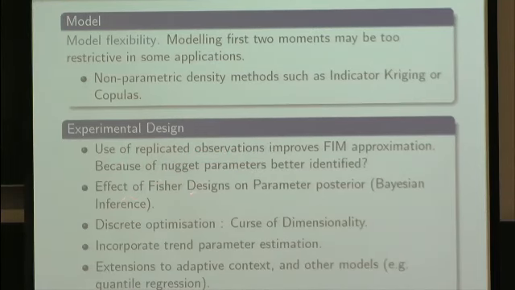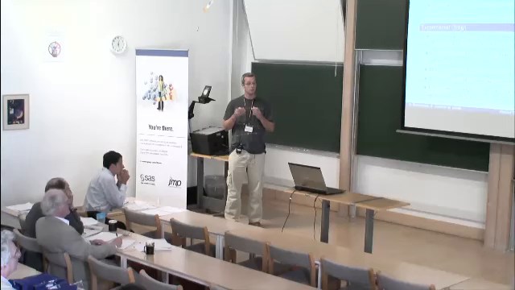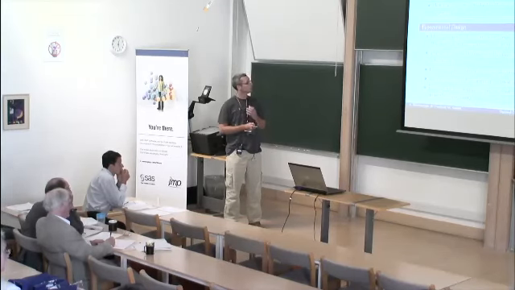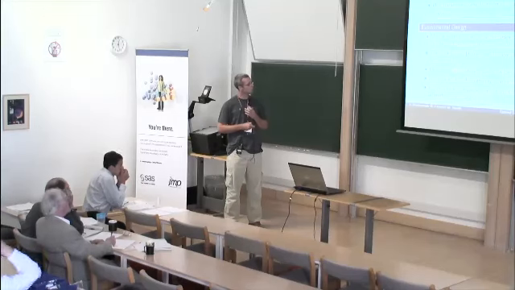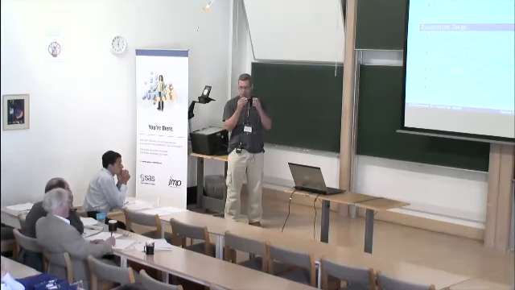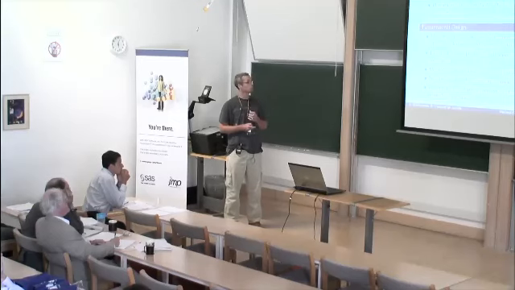The effect of the Fisher designs on the parameter posterior, so when you're doing Bayesian inference, we started looking at that. And as you would expect, since you minimize parameter error, and since in Bayesian inference your prediction error also takes into account the uncertainty around your parameters, you would expect to have a more concentrated posterior around your parameters, and hence lower prediction error when you're doing Bayesian inference. And in our limited examples, we have seen this.